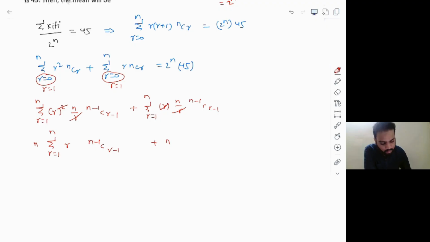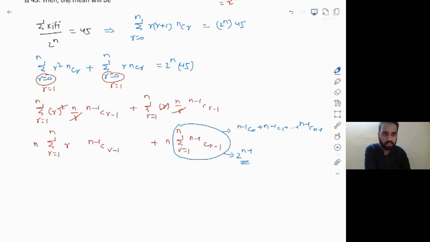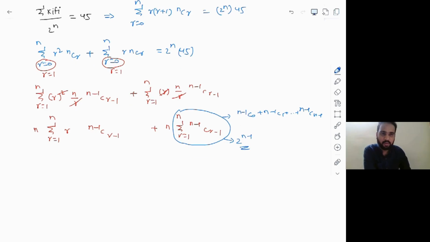What about the second term? There also n is a constant. Sigma r = 1 to n, n minus 1 C r minus 1. But the second term is a very well-known term to us, because if you expand this second sigma, what are you going to get directly? n minus 1 C0, n minus 1 C1, and so on up to the last term, n minus 1 C n minus 1, which is directly the formula for 2 to the power of n minus 1, right? So that part is simplified. So the only thing left over is the first sigma.